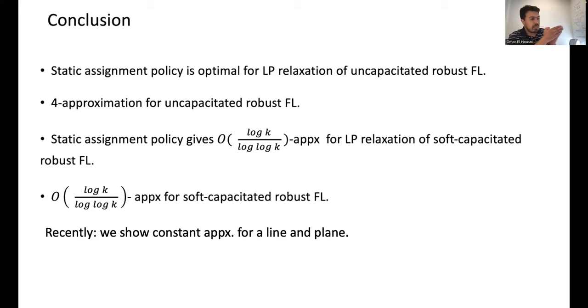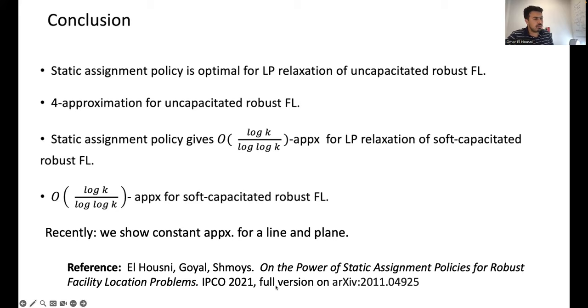Recently, we were able to show that we can get a constant approximation for some specific metrics, like a line or a plane, even a constant doubling dimension space. We can get a constant approximation for this problem. So the first version of this paper appeared in IPCO 2021. The full version is under submission, and is available on arXiv.